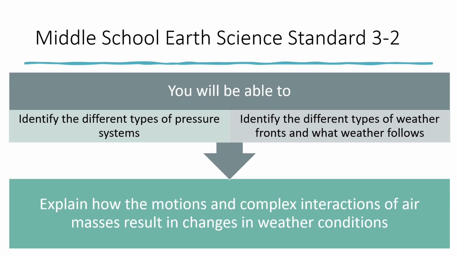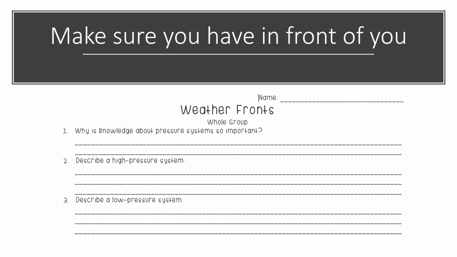So we're working with Middle School Earth Science Standard 3-2, which states you'll be able to explain how the motions and complex interactions of air masses result in changes in weather conditions. Basically, by the end of this you'll be able to identify the different types of pressure systems. There are 2 different types. You'll also identify the different types of weather fronts. There are 4 of them, and what weather typically comes with them, or what's before versus after each front. So let's get going with that.